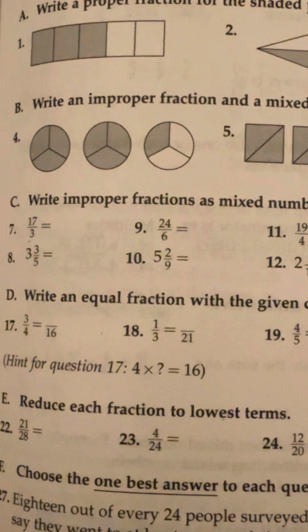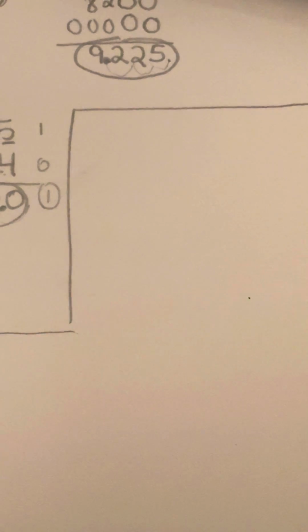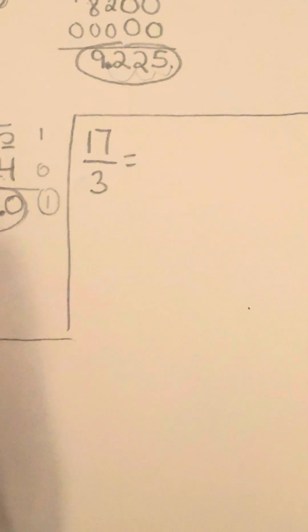Now we're going to take a look at these next sections. It says to write the improper fractions as mixed numbers. Okay, so this is a section that people really struggle with. So I'm going to show you how to do this as simply as I can possibly do it. The first problem that we had there was 17/3. That's your improper fraction because the numerator, or the top number, is bigger than the bottom number, which is our denominator.